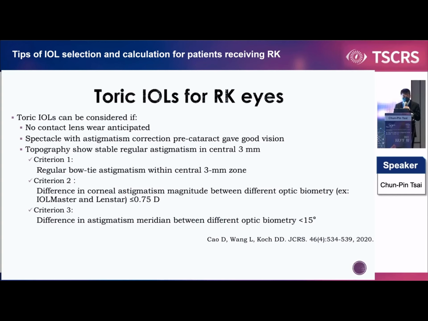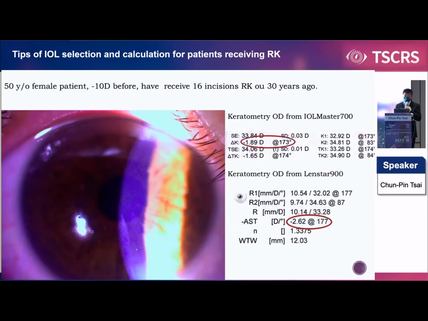There are three criteria. Criteria 1, regular bow-tie astigmatism within the central 3 millimeter zone. Criteria 2, the difference in corneal astigmatism magnitude between different biometers is less than 0.75 diopter. Criteria 3, the difference in astigmatism meridian between different biometers is less than 15 degrees.